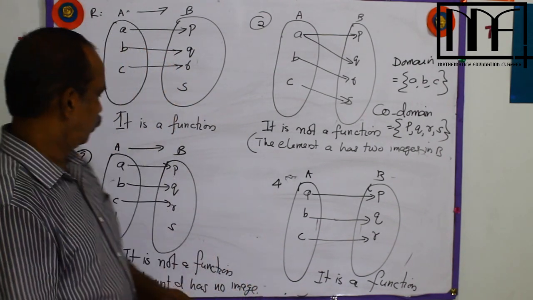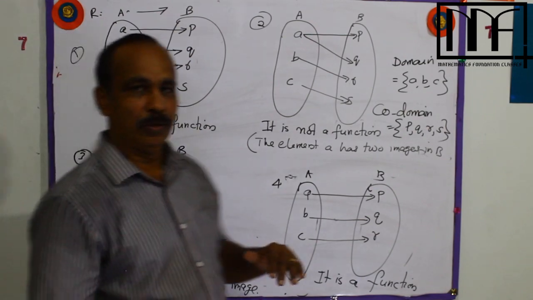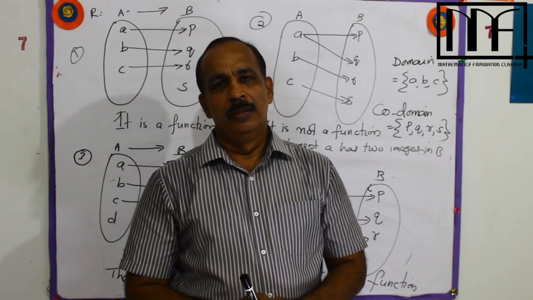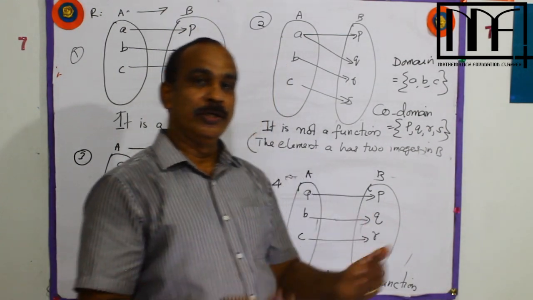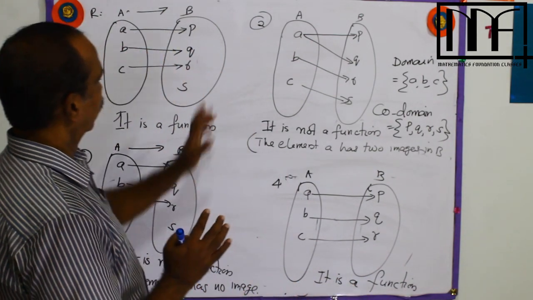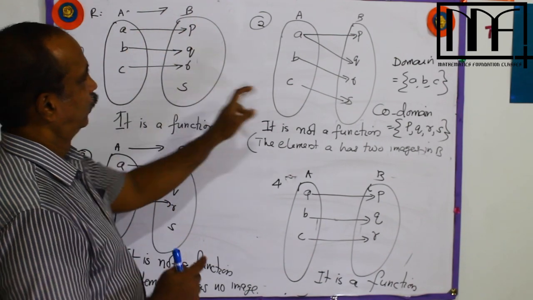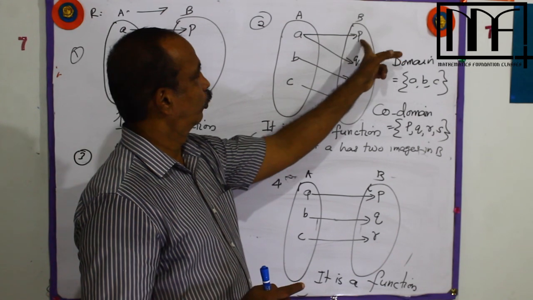PQR, second set. Elements in the first set are called the domain and elements in the second set are called the codomain. But then again you know the range, what is the range? There can be confusion between codomain and range here. Look here: domain ABC, codomain is PQRS. Here also domain ABC, codomain is PQRS.